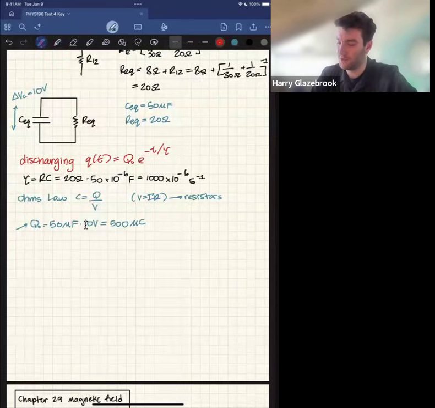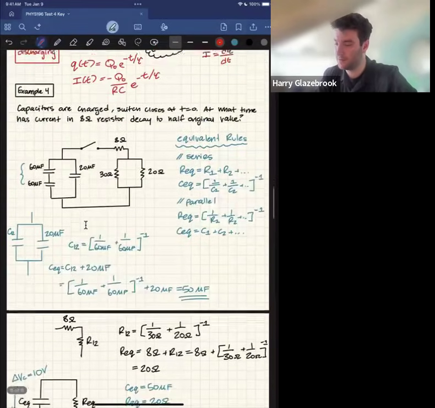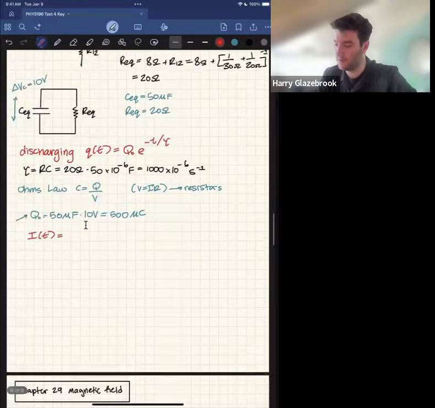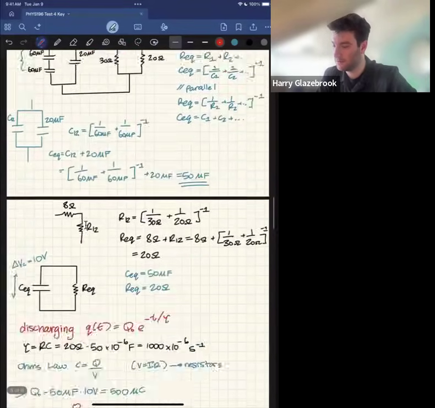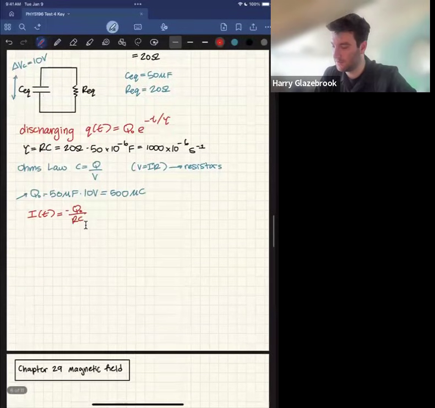I'm going to use the discharging equation for current. So that's current as a function of time is going to equal negative Q naught over RC, e to the negative t over tau.